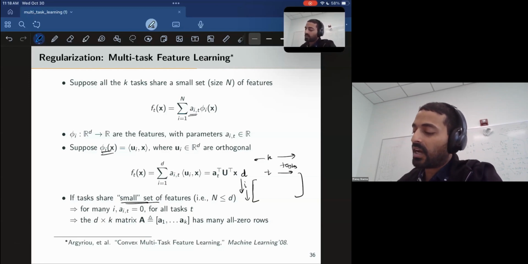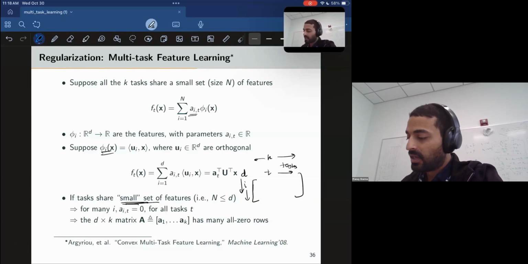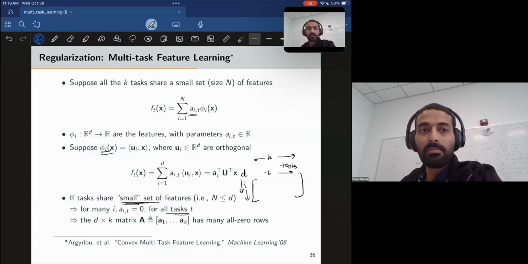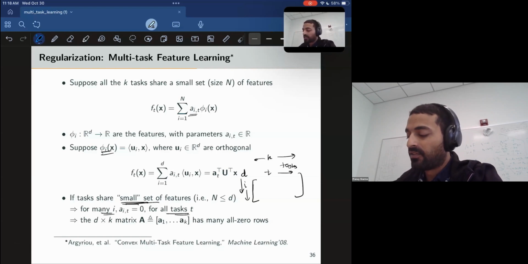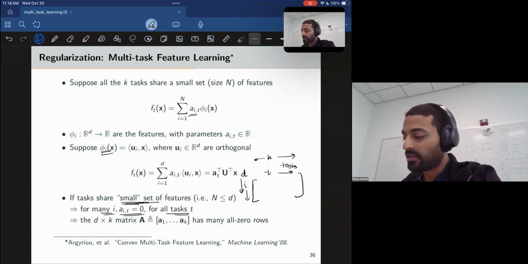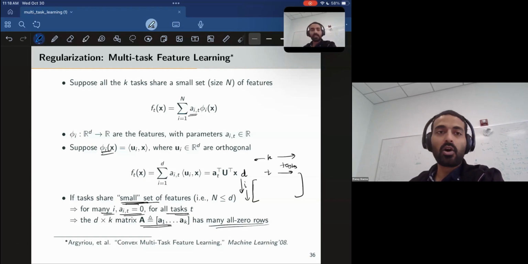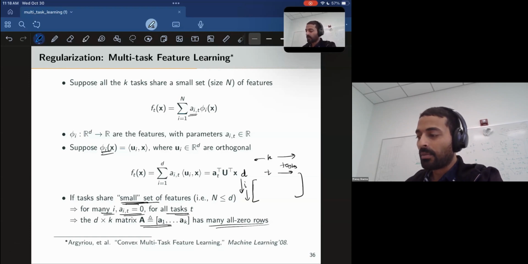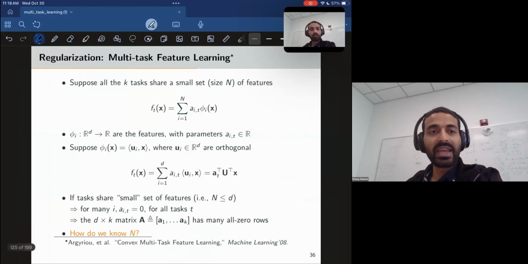Now, if all the tasks share only a small set of features, then in this matrix a lot of rows are going to be zero, meaning there will be many I's for which A_it will be zero for all T, right? Does that make sense? So when you collect these entries in a matrix A, it will have many all zero rows. This is what we imagine. But the question is, we don't know what the number is. How do we find the number of features which are shared?